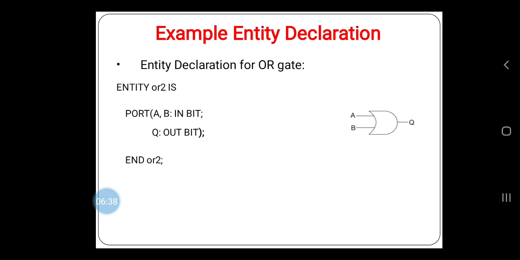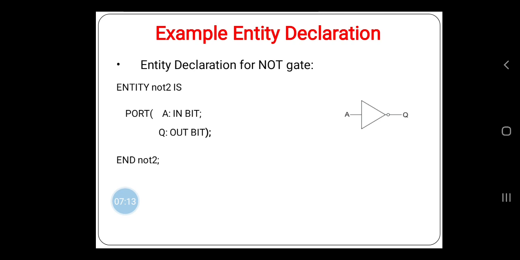One more example of entity declaration of OR gate is shown here. OR gate is having two inputs A, B and Q output. So it's entity OR2. OR2 is the name of the entity and is port. Then inputs are declared A, B as input bit, as it is a single bit, and Q is output bit, end OR2 semicolon.